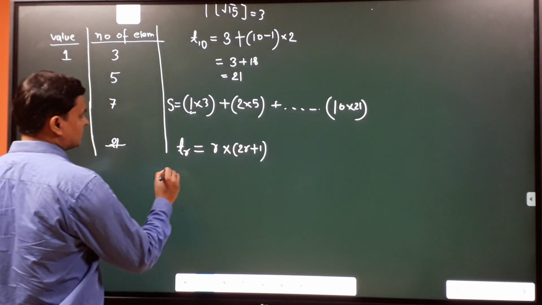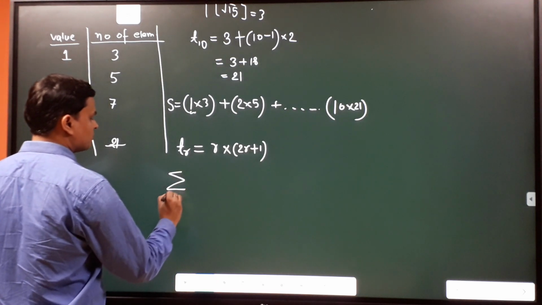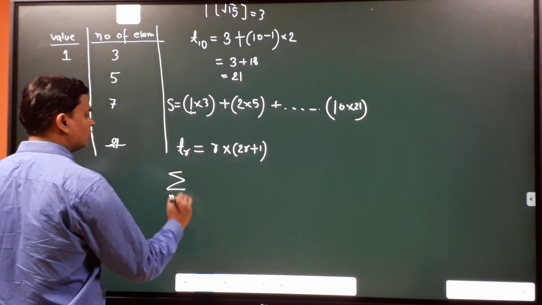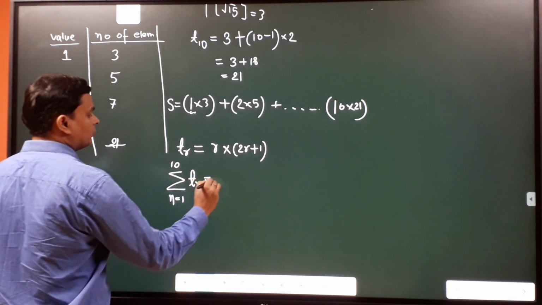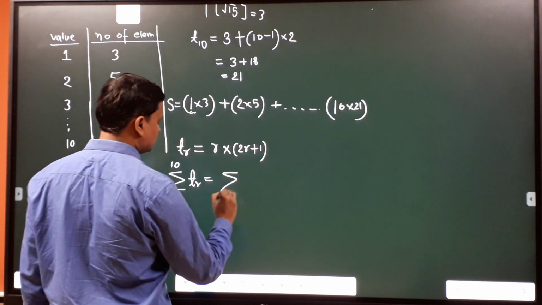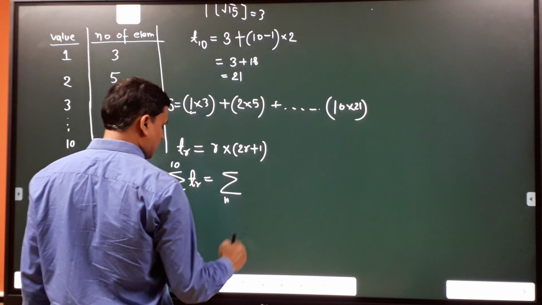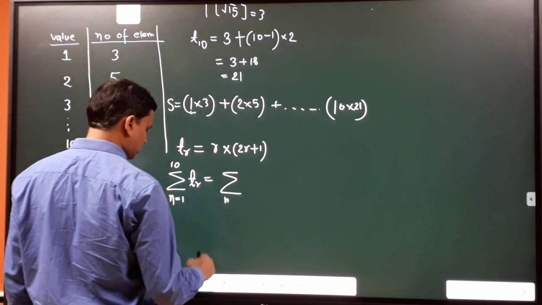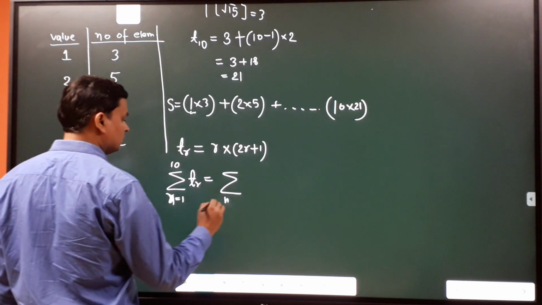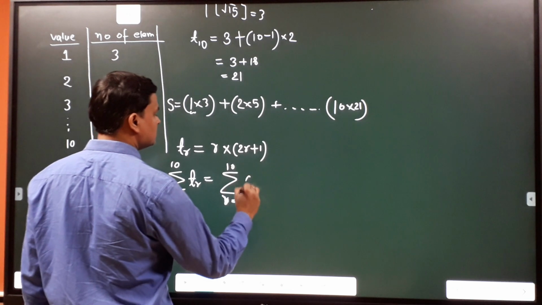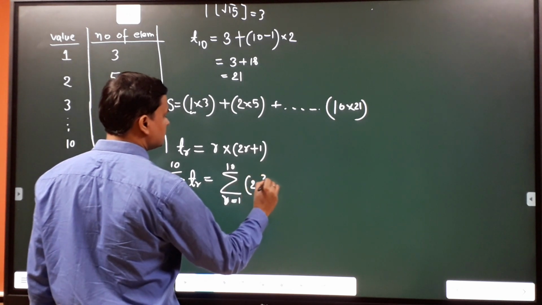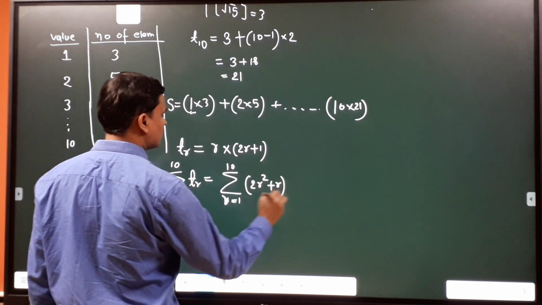Now I want to sum this from r equal to 1 to 10, because there are 10 elements. So what will I be getting here? Summation, here we should write r, not n. r is equal to 1 to 10 of 2r square plus r, okay, 2r square plus r.